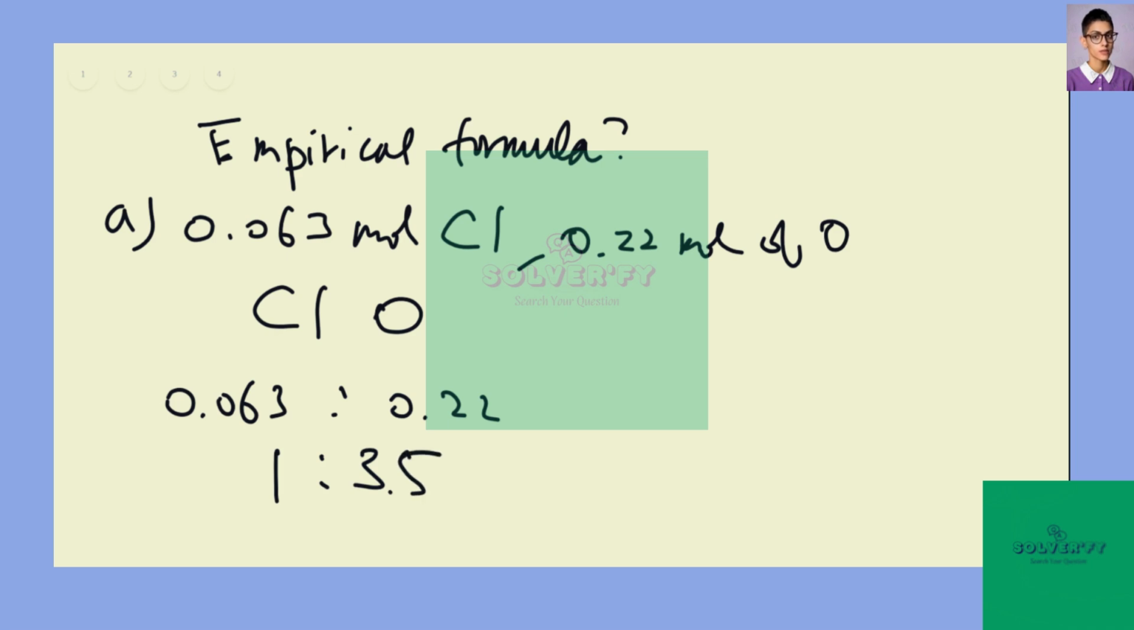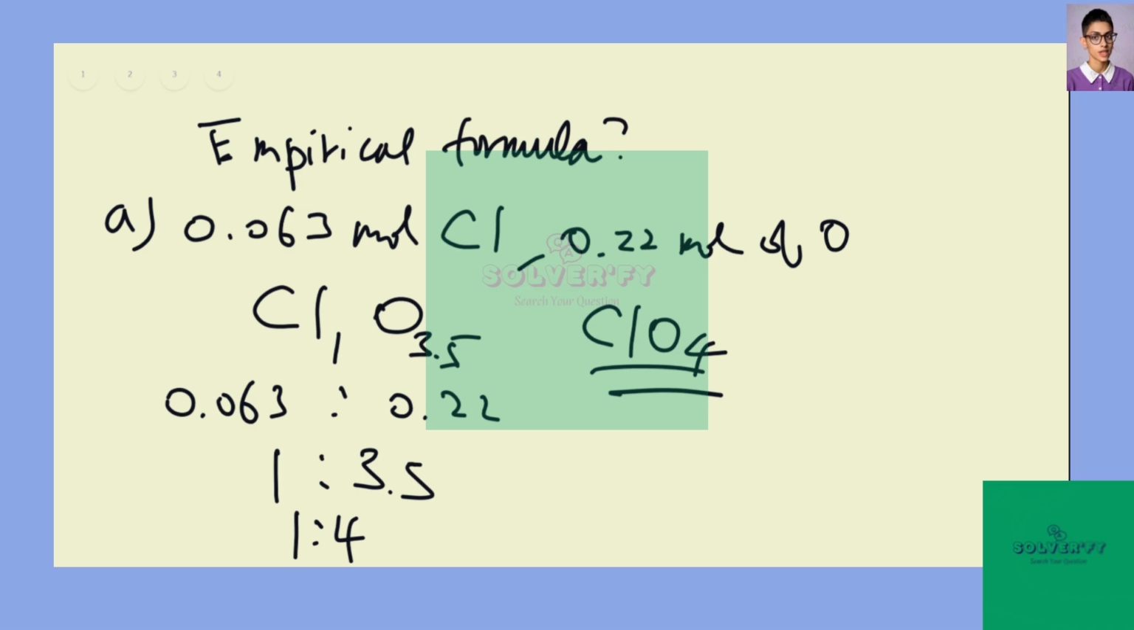Okay, so from here, we should be able to find that we have roughly 1 to 3.5, or 1 to around 3.45, depending on the significant figures. So for this case, after my calculation, you should see around 3.45. So that's why we have 3.5 right here. Okay, so for 3.5 in this scenario, we cannot use a fraction, so we need a whole number. So we can scale up to make the whole number. So this will be the empirical formula for chlorine and oxygen.